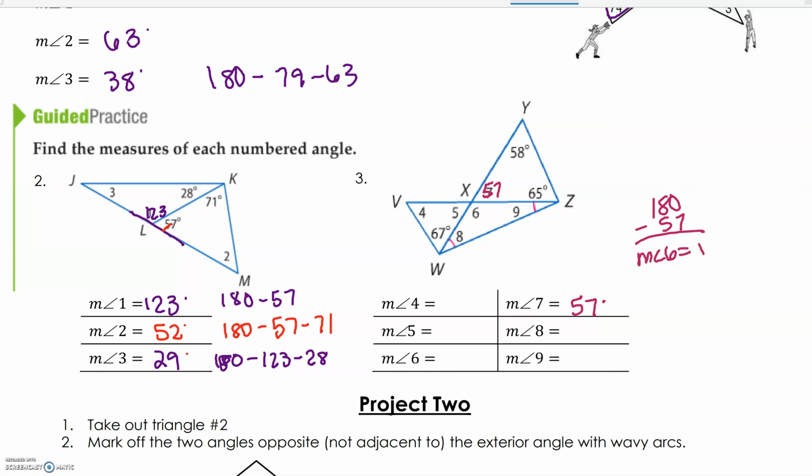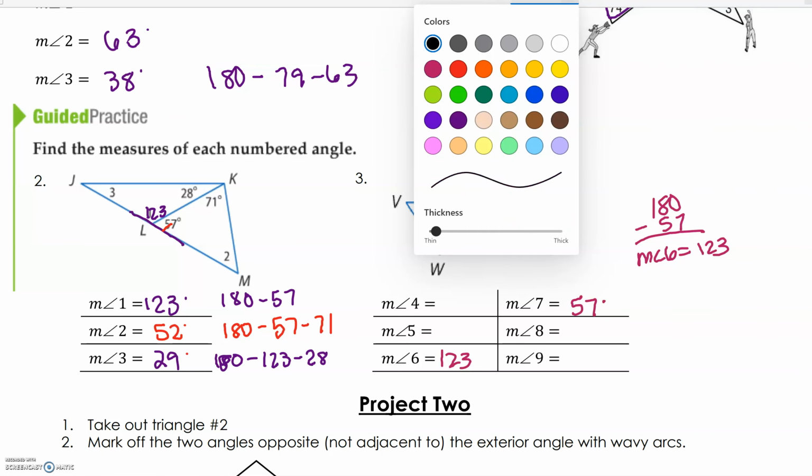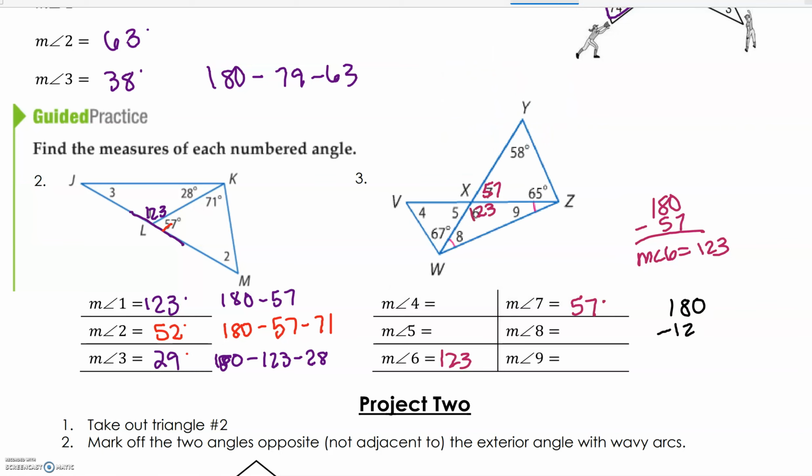And that's 123. And once I know it, I'm going to put it in. And look at that. These are congruent. So that means I'm going to take 180 minus that vertex angle, 123, and that's going to give me the total of both of those together.